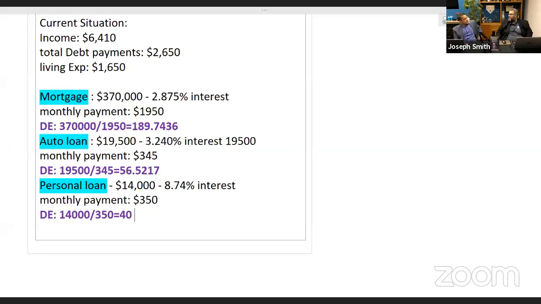I think next week we're going over debt efficiency, right? No, 2 weeks from now. 2 weeks from now. Ultimately, you want the highest number possible. The bigger the number, the better.